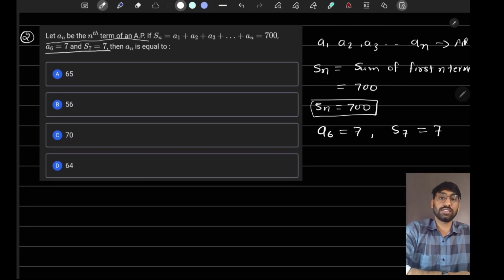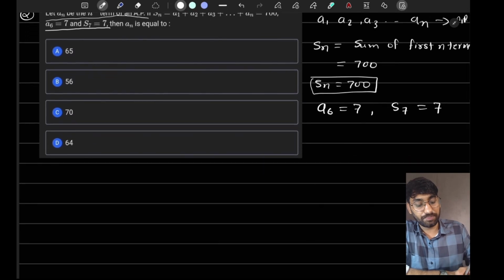Now they are asking about what is the value of AN. So the idea is what? This idea is very simple here. What I will do, I will just find the value of first term and common difference and the value of n. Correct. And for that I am going to use the given information that they have given.